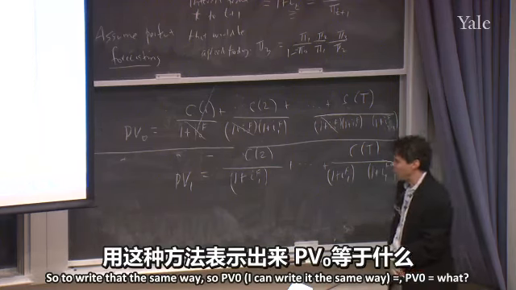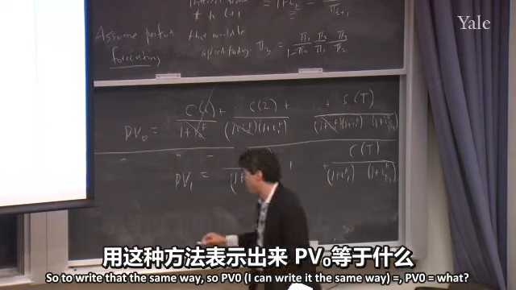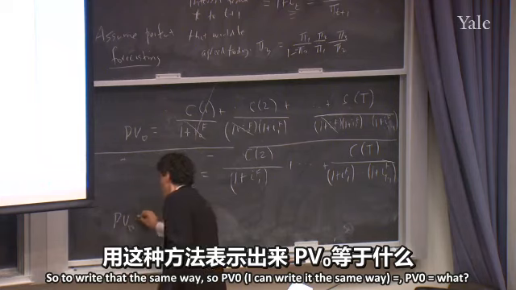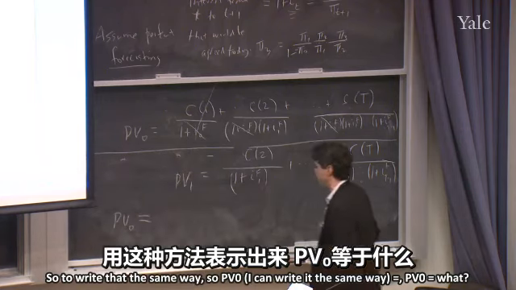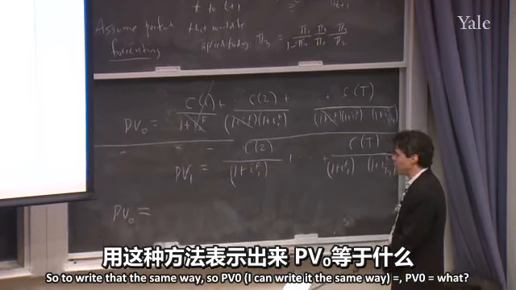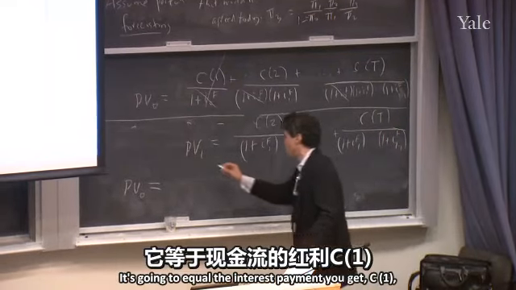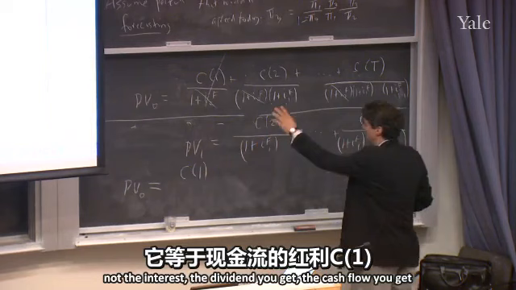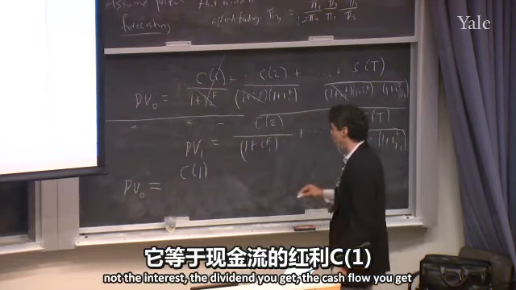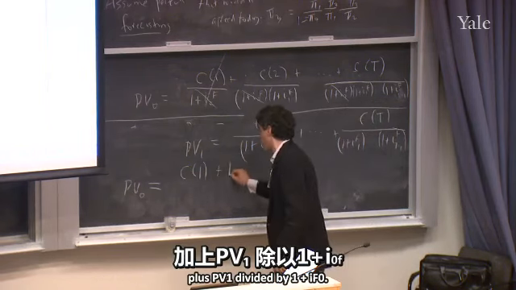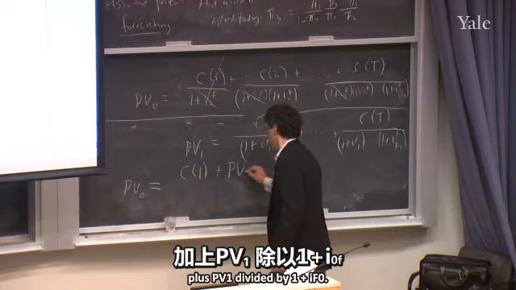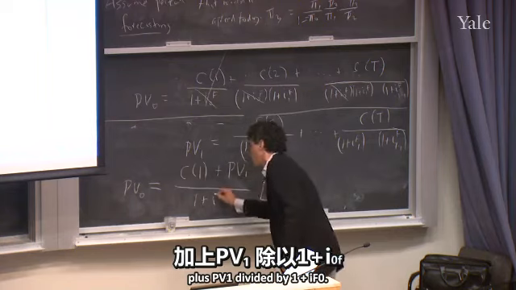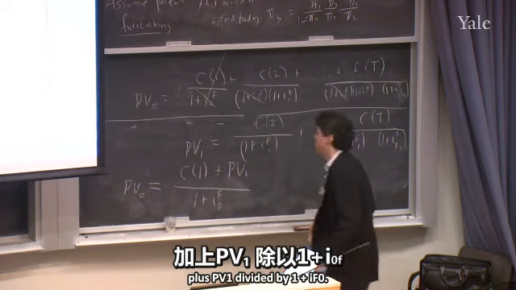Okay, so to write that the same way, PV0 equals what? It's going to equal the dividend you get, the cash flow you get, C1, plus PV1 divided by 1 plus IF0.